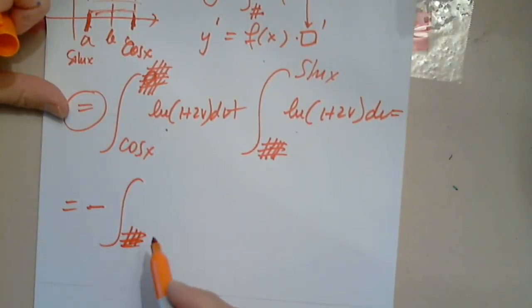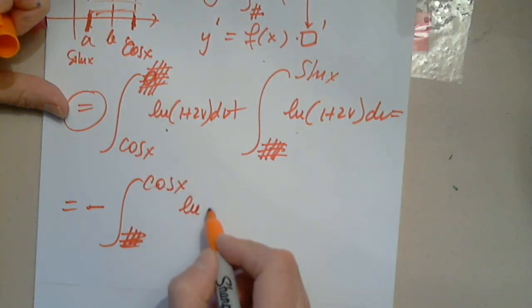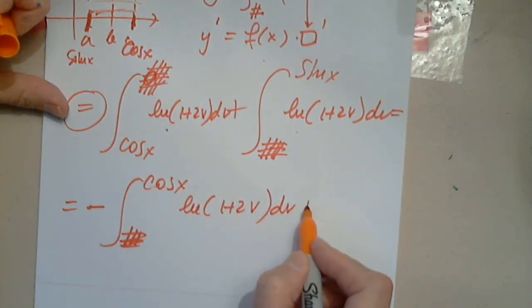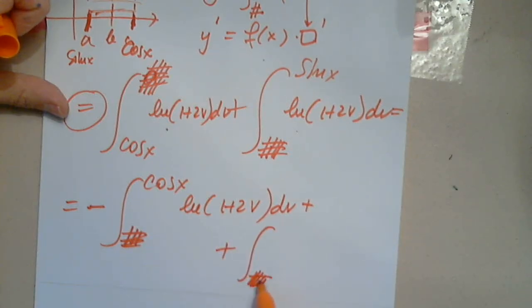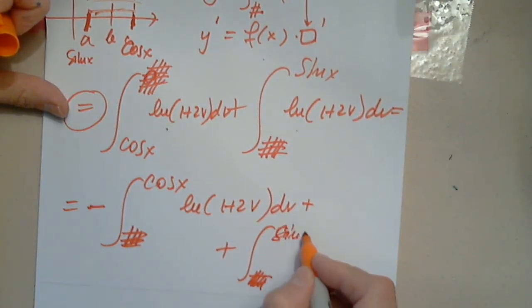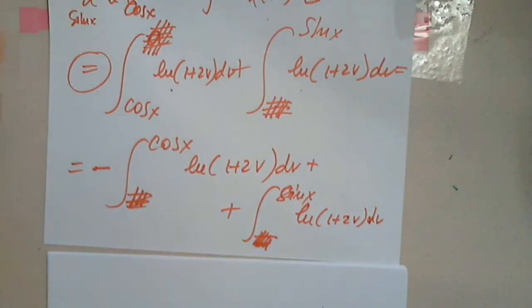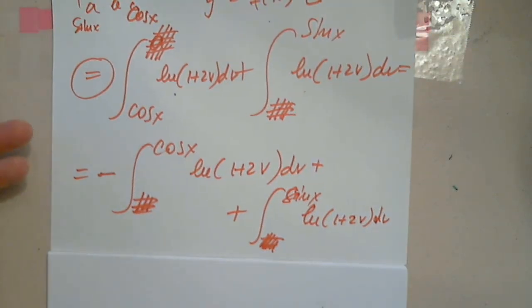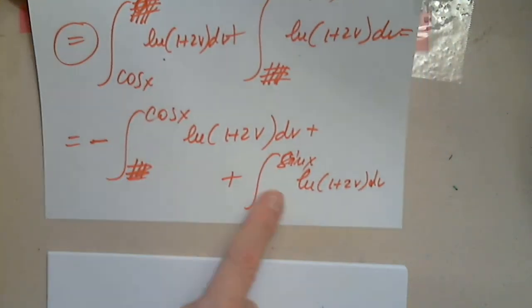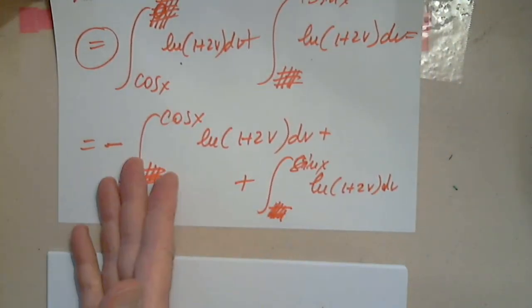Negative, the integral from 0 to cosine x of natural log 1 plus 2v dv. Now this is ready for differentiation. You can say, yeah, it's a sum of two integrals. It doesn't matter. It can be a sum of any number of integrals. Now I can differentiate it because this is now a sum, or difference if you want to call it, of two integrals.